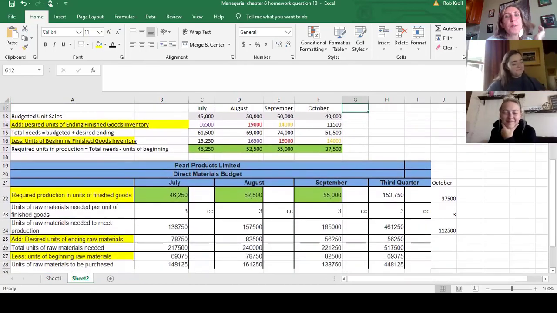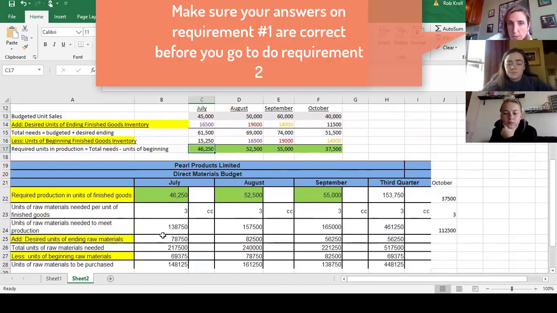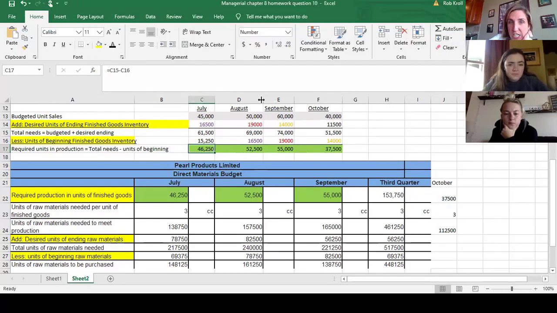So remember I said sales is the first one, production is the second one. The next budget is a direct material budget, because if I'm going to produce 46,000 units, 46,250 in July, I better have enough raw materials on hand to produce that many units, right? So this budget says, how many raw materials do you plan to purchase, to buy? I would check my work if I were you guys on question 9, when I get this first requirement done.